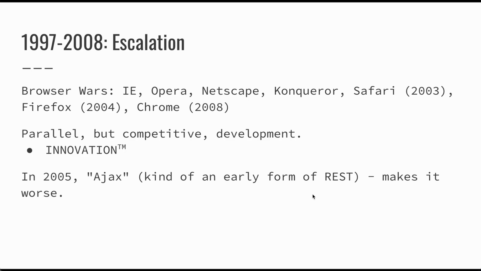Over the next 10 years, this escalation and further and further departure, trying to create interesting new features that were an edge against the other browsers, was kind of the norm in web development. It was parallel but competitive development, because one browser would offer a feature and then the other browsers would all try to catch up with it. All in the name of innovation, which might have made the features interesting, but definitely made the work of developers very complex.